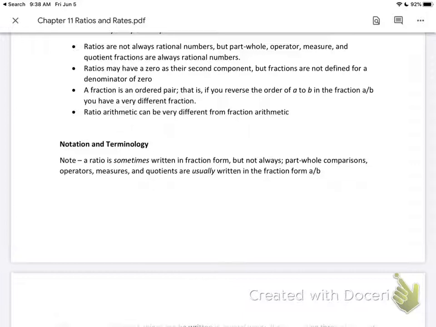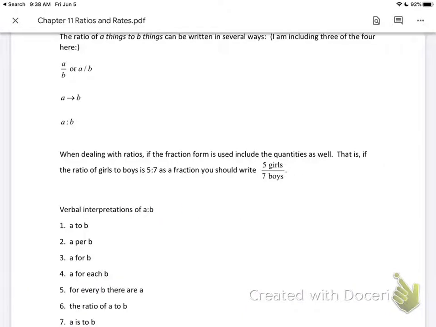Notation and terminology. A ratio is sometimes written in fraction form, so you can say 3 to 2. But part-whole comparisons, operators, measures, and quotients are usually written in fraction form. The ratio of A things to B things can be written several ways, and I've included 3 of the 4 ways here. There's a 4th way that I had never seen before, and I didn't even know how to type it, so I have not included that here. When dealing with ratios, if the fraction form is used, include the quantities as well. That is, if the ratio of girls to boys is 5 to 7, you want to write it like this so that it's clear what you're talking about.